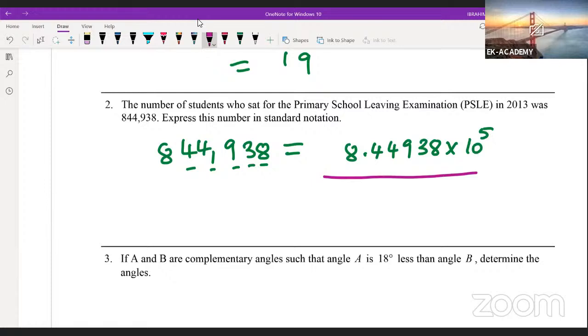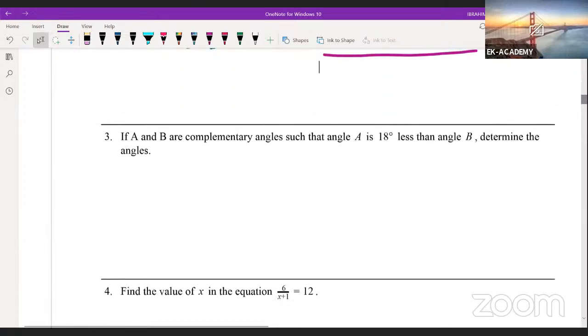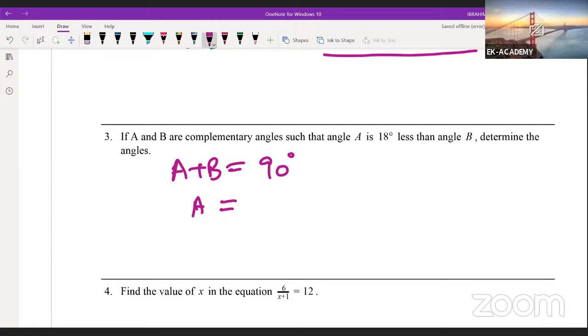We go to question number 3. According to the instructions, if A and B are complementary angles such that A is 18 less than angle B, determine the angles. If we have two angles which are complementary, and the relationship between them is already given, we know that the summation of these two angles is going to be 90. So A plus B equals 90 degrees. But we were given that A is 18 degrees less than B, so A is B minus 18.